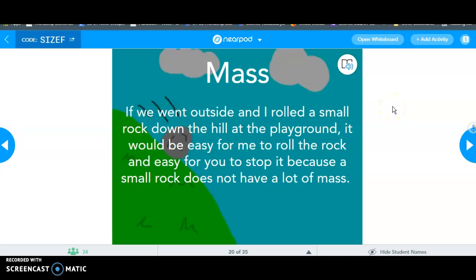If I went outside today at recess, and we went to the hill on the playground, you know the hill, right? And I got like this little bitty rock. And I said, Collins, go to the bottom of the hill. I'm going to roll this rock down. And so I rolled the rock down, do you think she would have any issues stopping this tiny little rock from rolling down the hill? No. Probably not. She could probably just stick her foot out, stop it, pick it up, and throw it back up to me at the top of the hill, because this teeny tiny little rock doesn't have a lot of mass. It doesn't take a lot of effort for me to get it moving. It doesn't take a lot of effort for her to stop it, does it?